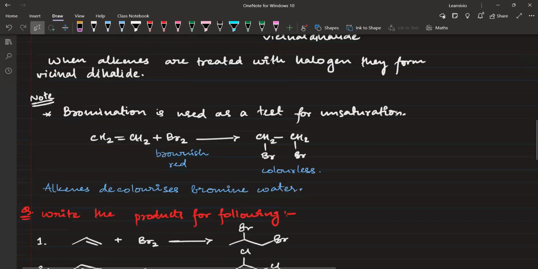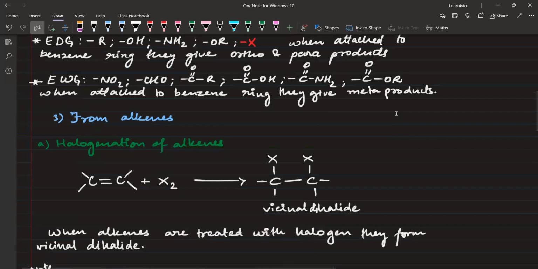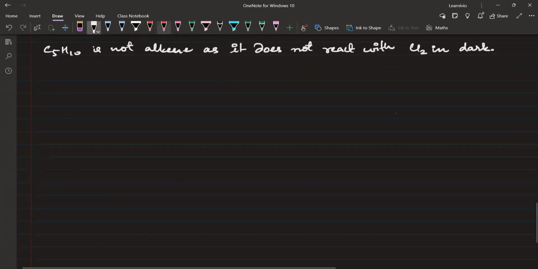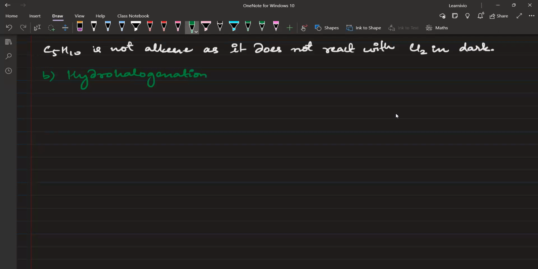Okay. So while using alkene, first is halogenation of alkenes. Second one is hydrohalogenation of alkenes. Now, in hydrohalogenation of alkenes, what happens? We have again carbon double bond carbon with some groups attached, plus you have a hydrogen halide.